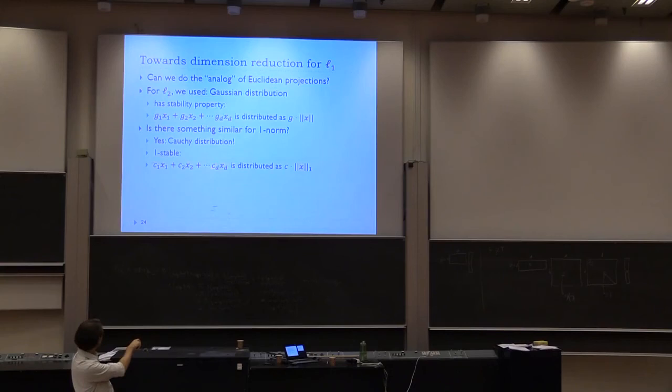This is two-stable because this is the two norm. This is one-stable. Essentially, if C1, C2 up to Cd are distributed as a Cauchy distribution, and I'll tell you in a second what it is exactly, then this sum is distributed as another Cauchy distribution times the one norm of x. Right? So this looks awfully like this, right? And it should be useful.